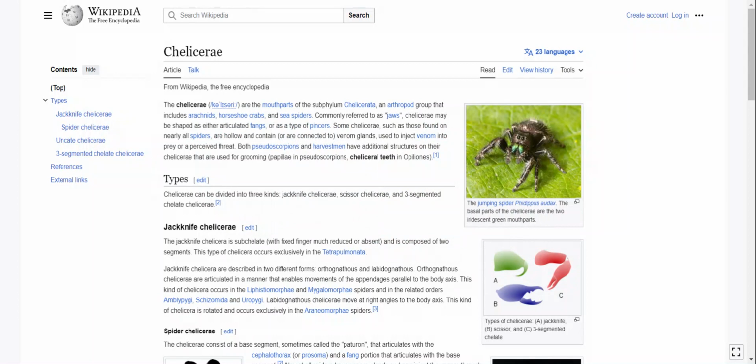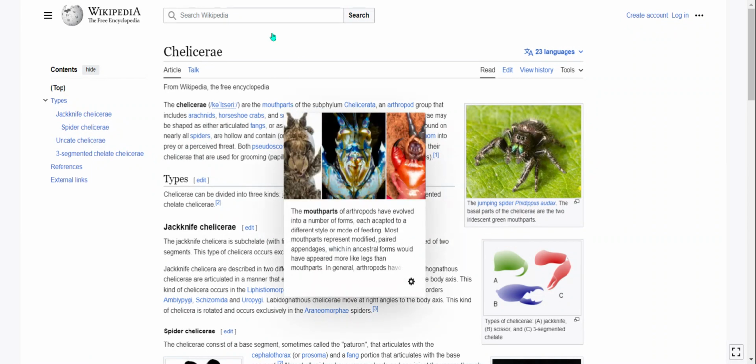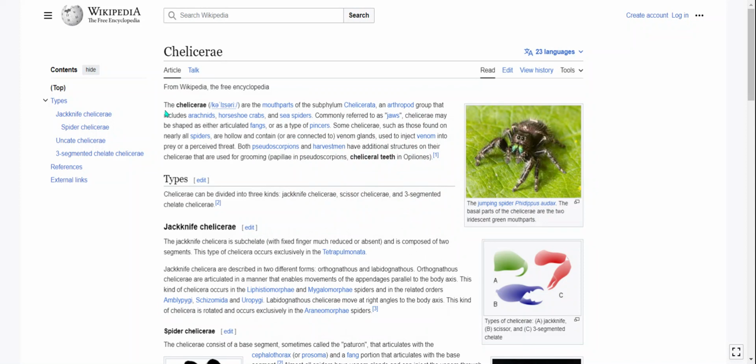Commonly referred to as jaws, chelicerae may be shaped as either articulated fangs or as a type of pincers. Some chelicerae, such as those found on nearly all spiders, are hollow and contain, or are connected to, venom glands used to inject venom into prey or a perceived threat.